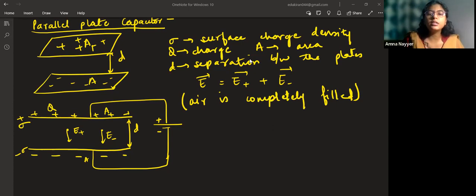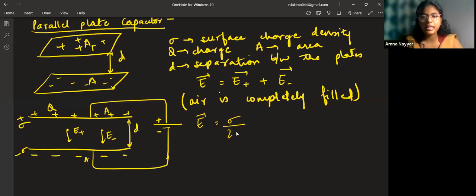Chavez, what you are mentioning is for two plates, both the plates together: sigma by epsilon naught. For electric field due to just a single plate, it was rightly answered by Madiha, Shahid, and Faiza. See, the electric field due to just this positive plate will be sigma by 2 epsilon naught, plus the electric field due to the negative plate, sigma by 2 epsilon naught. And the way Chavez was answering, the total will become sigma by epsilon naught. So electric field is sigma by epsilon naught.